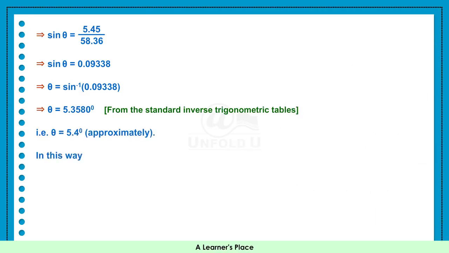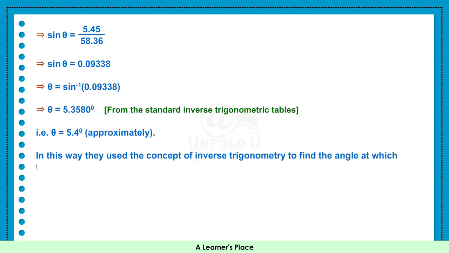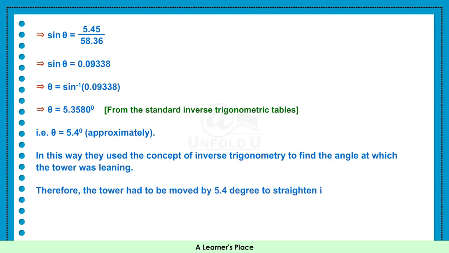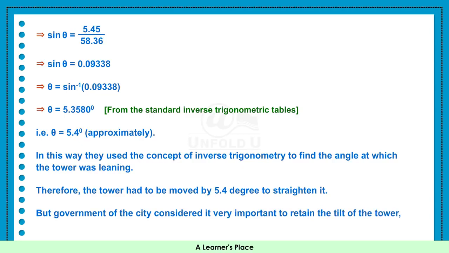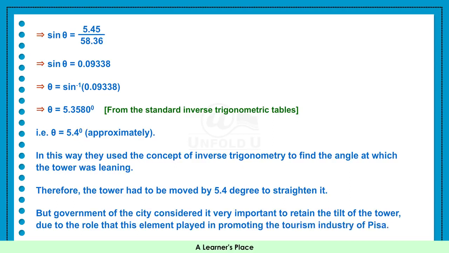In this way, they used the concept of inverse trigonometry to find the angle at which the tower was leaning. Therefore, the tower had to be moved by 5.4 degrees to straighten it. But the government of the city considered it very important to retain the tilt of the tower, due to the role that this element played in promoting the tourism industry of Pisa.